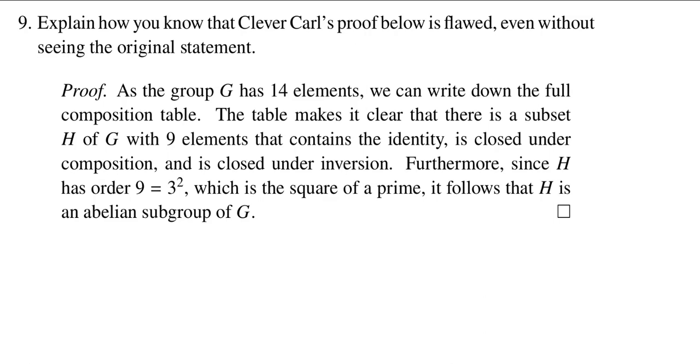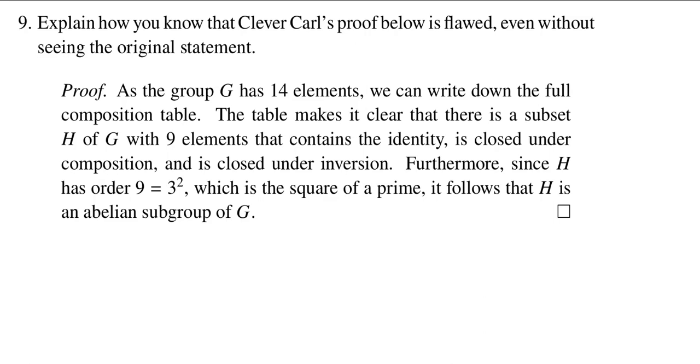State Fullerton. This is actually the last problem from the final. This is a little question where we are given a proof of a statement that we can't see, but we know it's written by Clever Carl, and well, Clever Carl's never right, and it tells us his proof is flawed. And basically we need to figure out what the flaw is. So let's read this carefully.